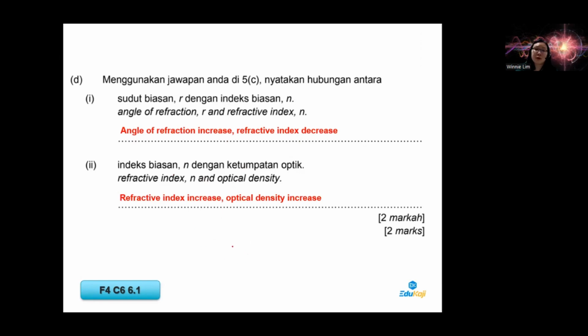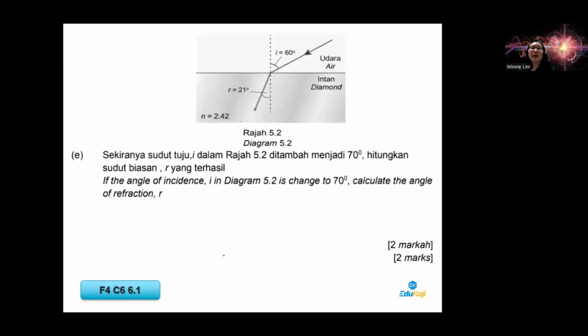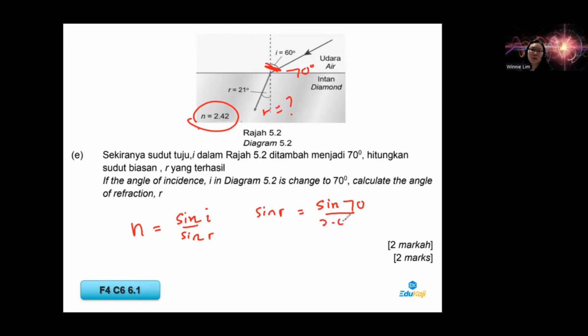So this is comparison questions. Okay, E. If the angle of incidence in 5.2 changes to 70, so now this part becomes 70. So what happened to your R now? But you are still using the same medium, diamond. So the formula for refractive index is actually sin i over sin r, and I want to find sin r. So sin r equals sin i divided by n. Correct? So my i is actually 70, my n is actually 2.42.